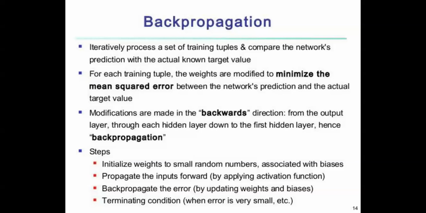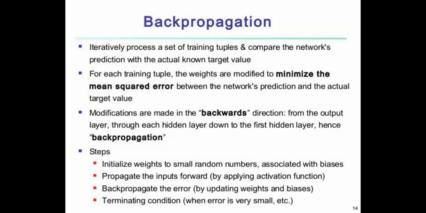What are the steps you have to follow? Initialize the weights to small random numbers, associated with the biases. Propagate the inputs forward by applying the activation function. Backpropagate the error by updating weights and biases. The terminating condition is when the error is very small. So this is regarding backpropagation and its error.